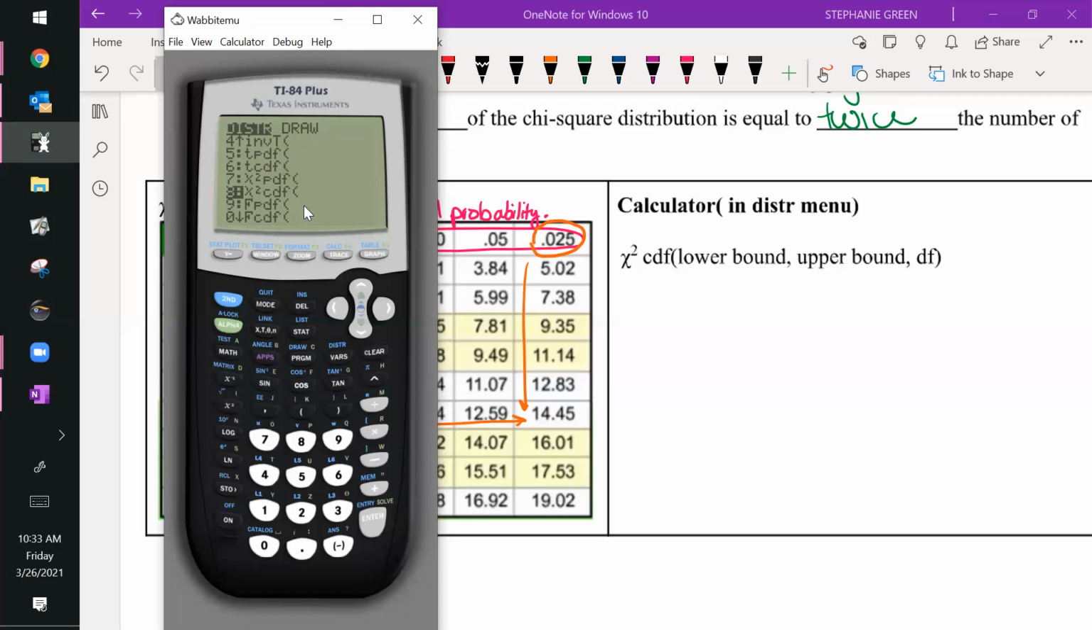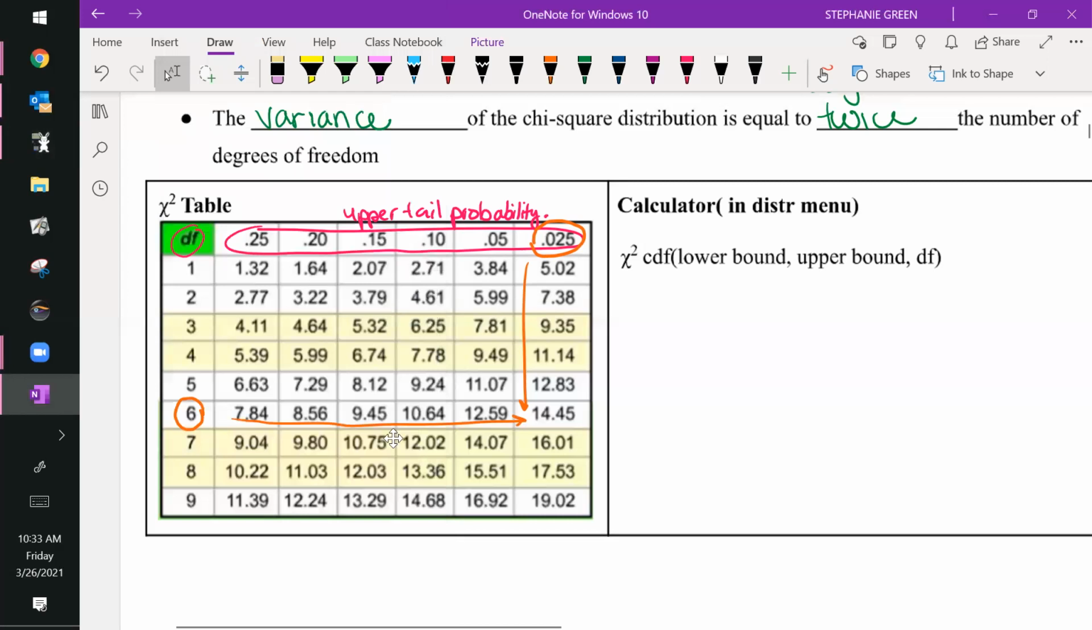So I cannot put in my tail probability like we do in the graph and get the statistic. So if I need to find a specific statistic, like for a confidence interval, I'm not necessarily going to be able to use this menu to do that, like we could with the inverse T and the inverse norm options. So this table is going to be pretty helpful. It's going to be the best thing to use for that.